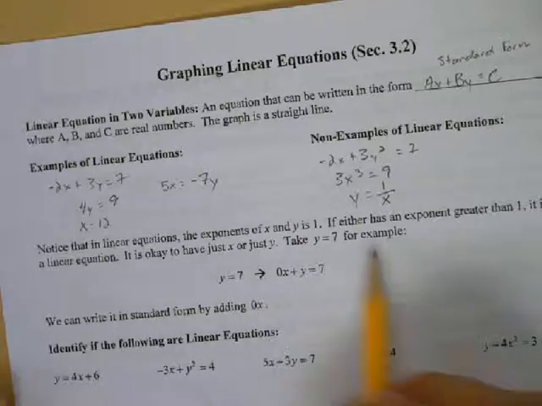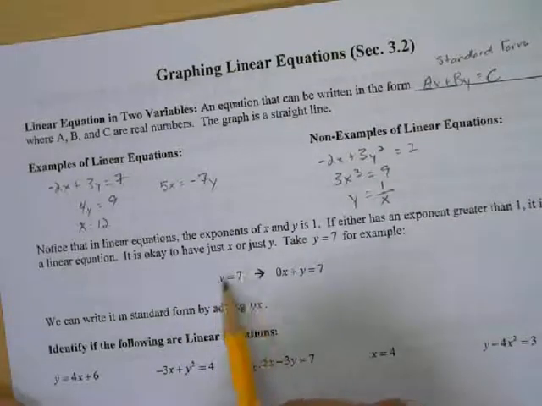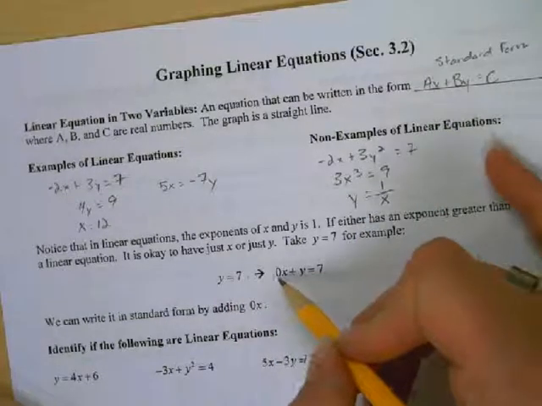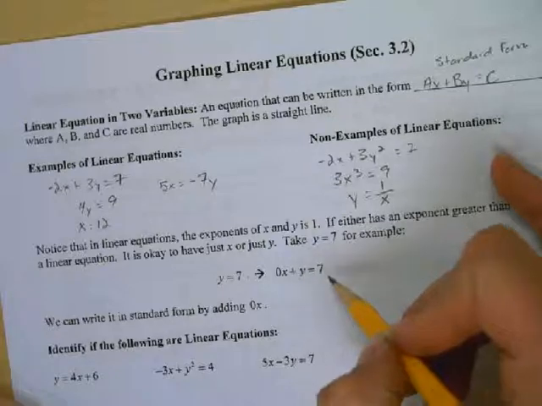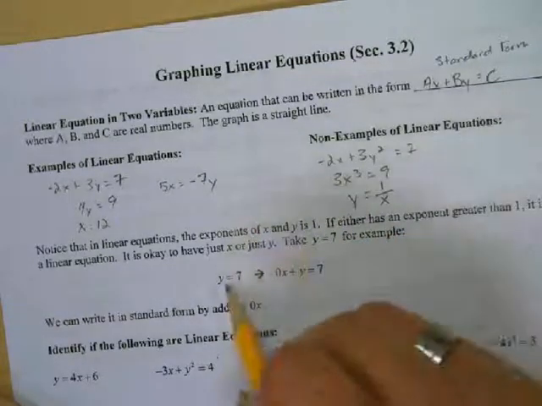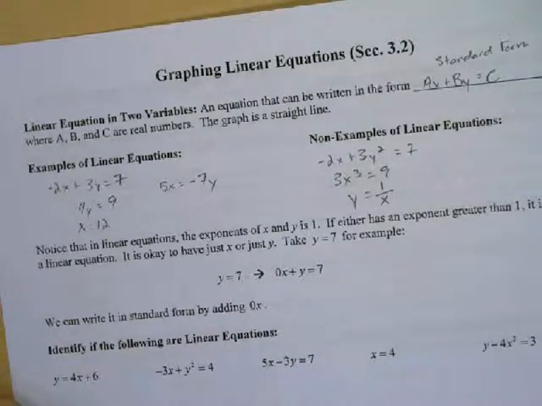This says we can have just an x or y. I already talked about that. For instance, if I wanted to write y equals 7 in standard form, I could easily make my a 0. So 0x plus y equals 7. That is in standard form, and 0x would just disappear. It'd be the same thing, just written in standard form. So I can use 0 to put a variable back in to write it in standard form.